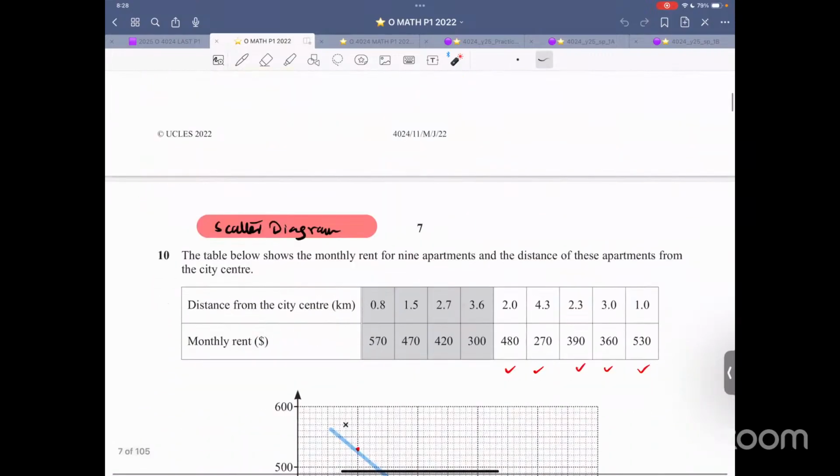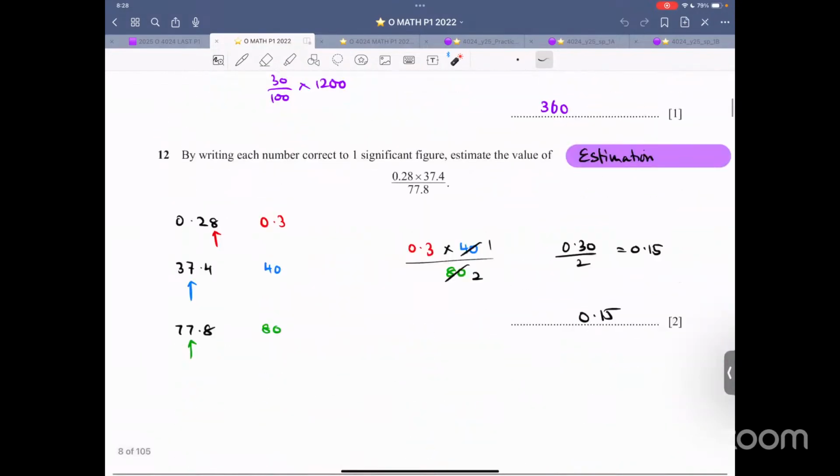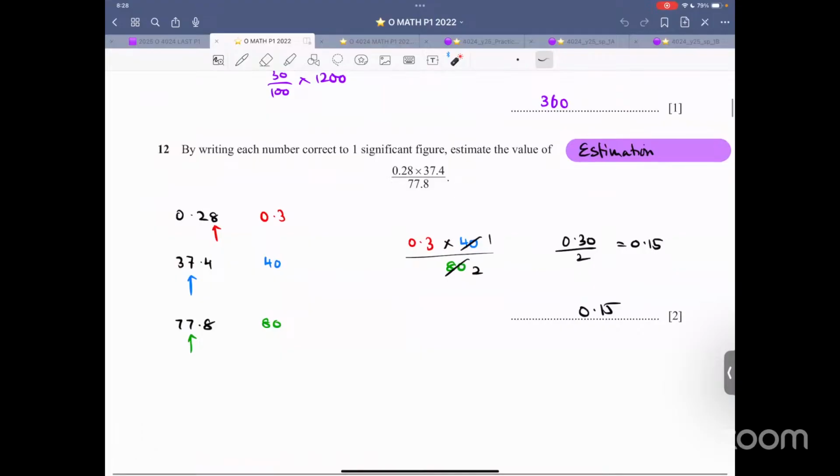Something that is this thing, scatter diagram, very easy. Significant figures not to be taken lightly. By writing each number correct to 1 SF, estimate the value. 0.28 rounds off to 0.3. 37.4 rounds off to 40, because this is an insignificant figure. We are focusing on this. 37.4 lies between 40 and 30. It's closer to 40. 77.8 lies between 80 and 70. It's closer to 80. Plug in the values, simplify, you get this answer.